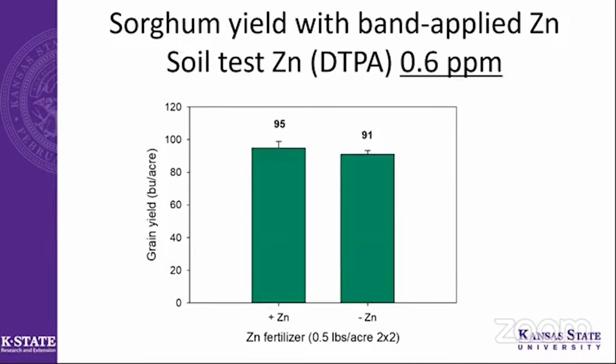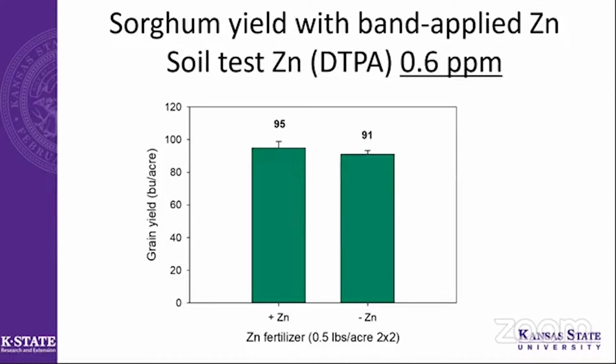Micronutrients, and again, this is starter fertilizers. These are 2x2, half pound of zinc, chelated zinc. This is in sorghum, and again, with the zinc, we got a yield response in this case. With micronutrients, and we've done a lot of work with micros, really zinc is the one that obviously we need to pay more attention to. And the soil test for zinc works pretty well.